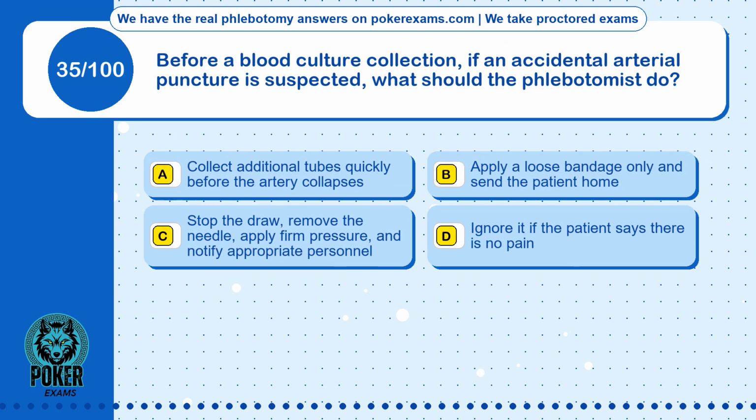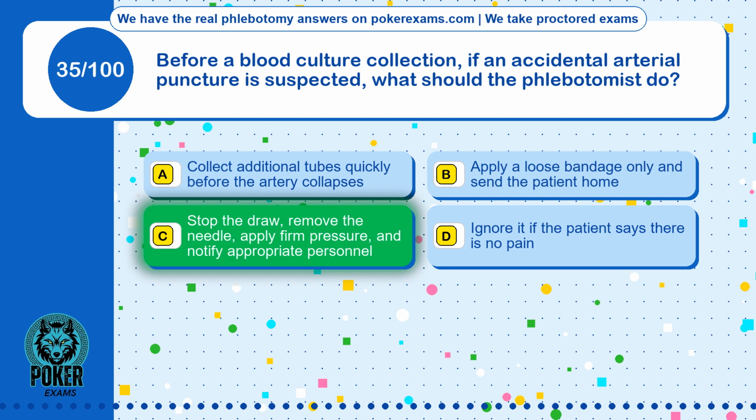Question 35. Before a blood culture collection, if an accidental arterial puncture is suspected, what should the phlebotomist do? Option A. Collect additional tubes quickly before the artery collapses. Option B. Apply a loose bandage only and send the patient home. Option C. Stop the draw, remove the needle, apply firm pressure, and notify appropriate personnel. Option D. Ignore it if the patient says there is no pain.